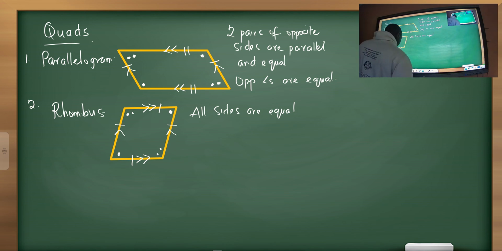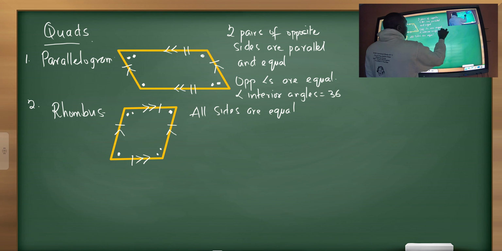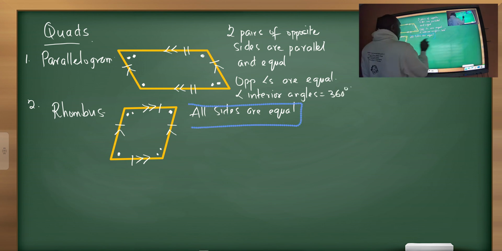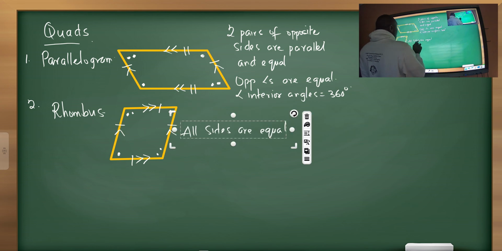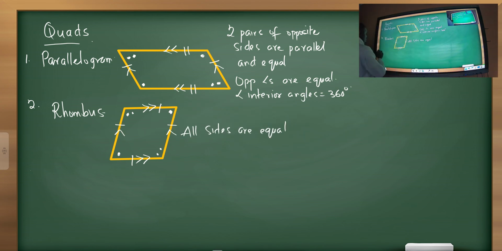So take note of that special property of a rhombus. All the sides are what? Equal. All right. Also, very important, the sum of the interior angles would be equal to 360. So let me just put a point here. Sum of interior angles is equal to 360. And the same thing applies here. So the only difference here, I'm just going to write the difference only. All sides are equal.